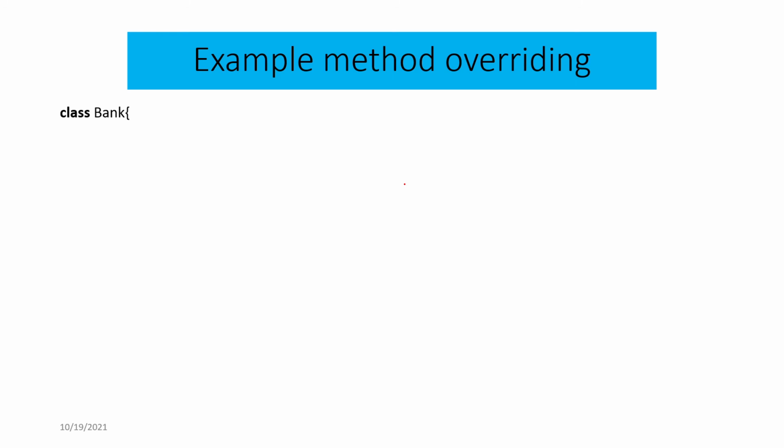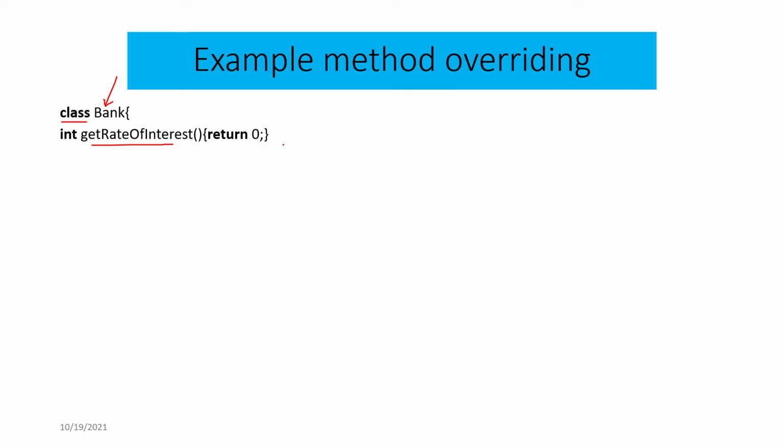As I told, first I have to create a parent class. Class is a keyword followed by the class name. My parent class name is Bank. Followed by that I need to create a method, getRateOfInterest. This is my method name, and this is the method I am going to override. The return type here is integer, and inside I have written 0.